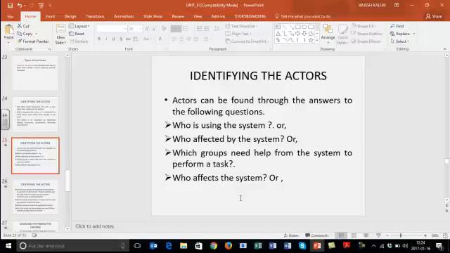And the next one is which groups need help from the system to perform a task? And finally, who affects the system? So who is affected by the system is different, and who affects the system is different. So these are some of the major questions which every system will have, like what kind of groups need some help from the system, as well as who affects the system, who is affected by the system, and who is using the system. So these are a few questions which I wanted to tell you.